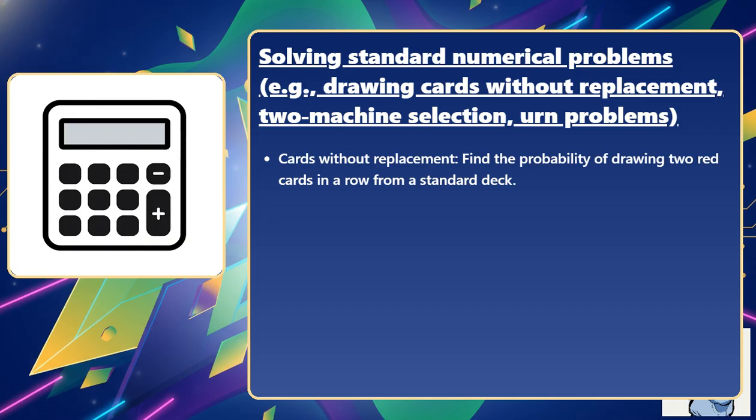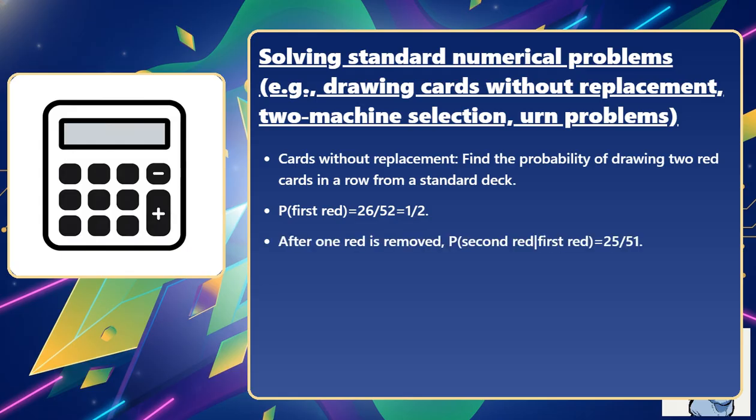Cards without replacement. Find the probability of drawing 2 red cards in a row from a standard deck. P(first red) equals 26 over 52 equals 1/2. After one red is removed, P(second red given first red) equals 25 over 51. Multiply 1/2 times 25 over 51 gives approximately 0.245.